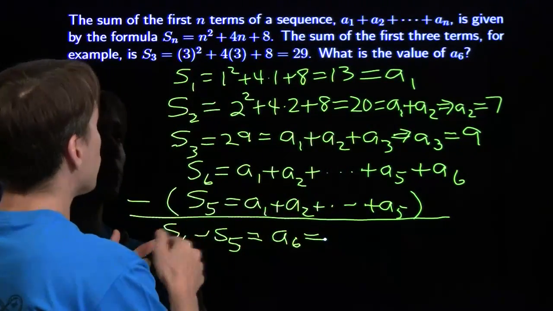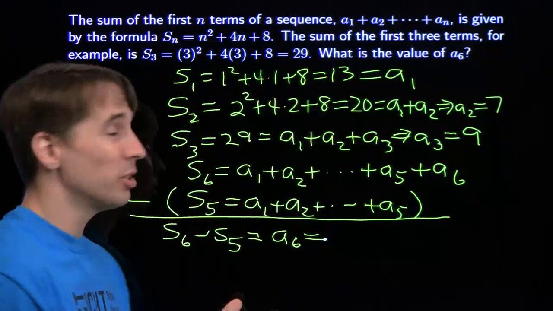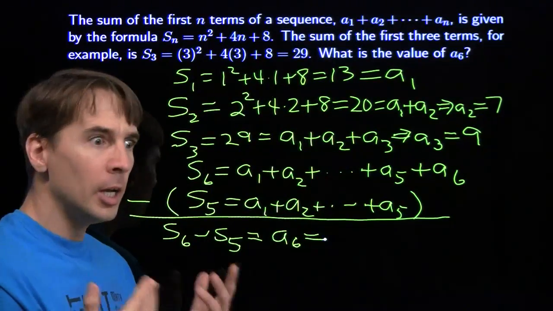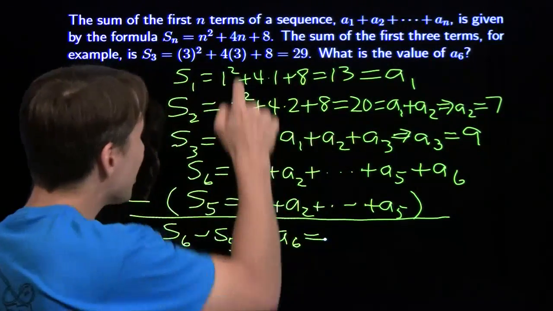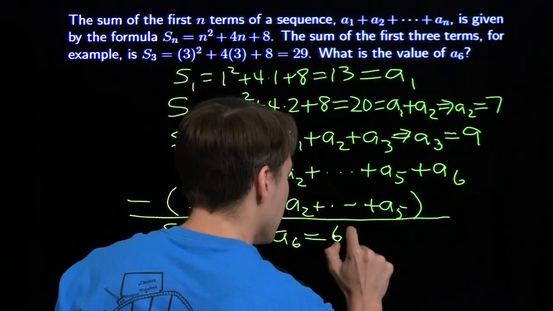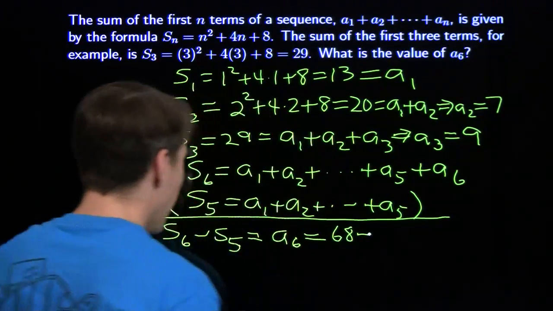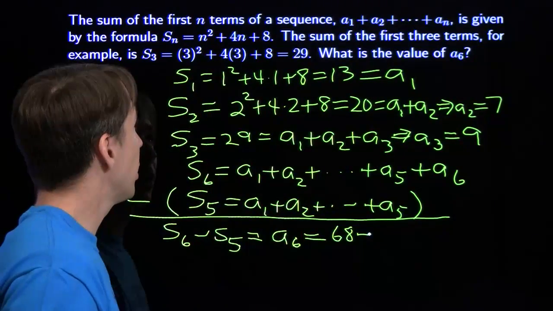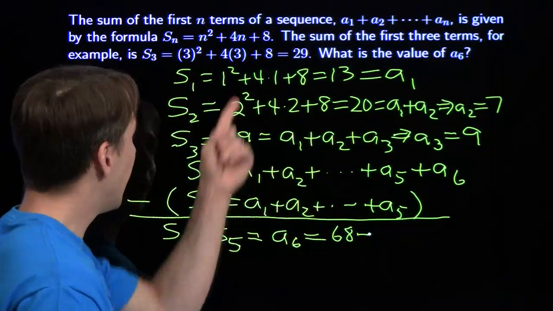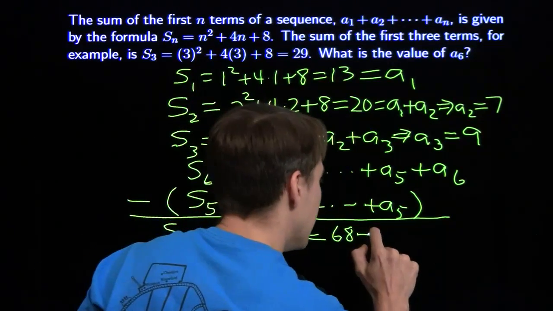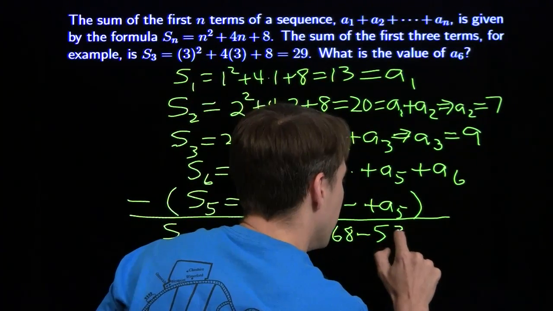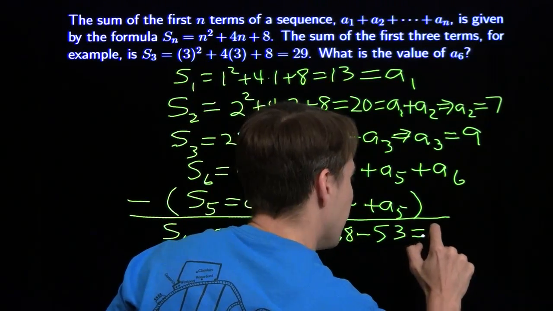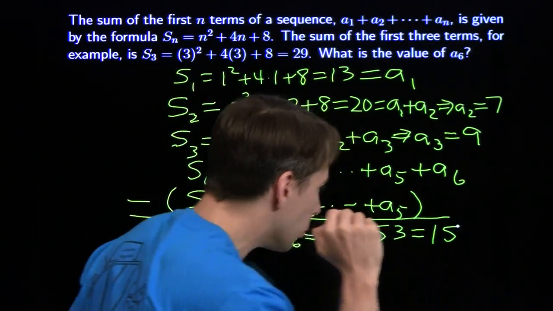So let's see. S6, we're going to put 6 in there. 6 squared is 36. 4 times 6 is 24. 36 plus 24 is 60. Plus that last 8 is 68. And then we will subtract off S5. 5 squared is 25, plus 4 times 5 is 20. That gives us 45. 45 plus the 8 is 53. 68 minus 53 is 15, and we are done.